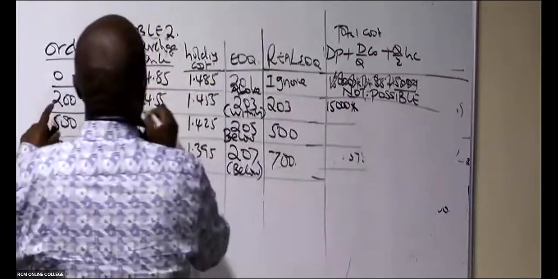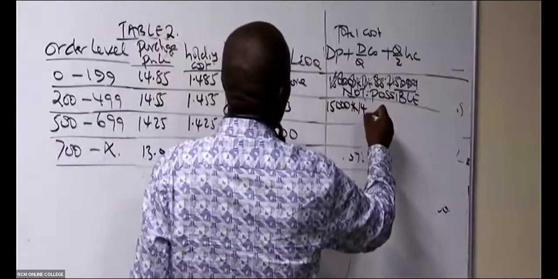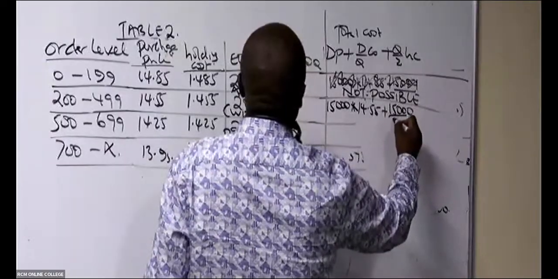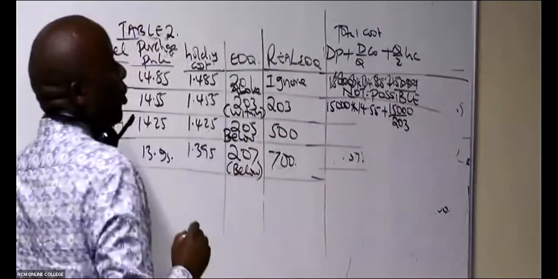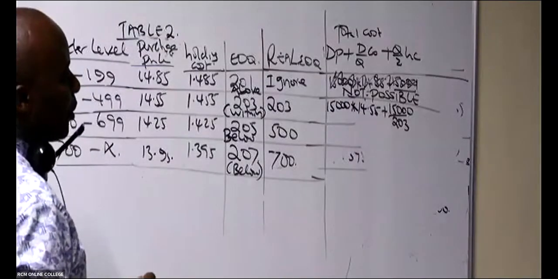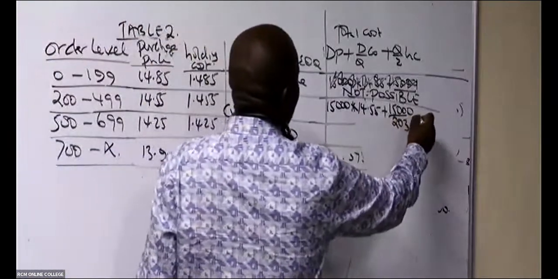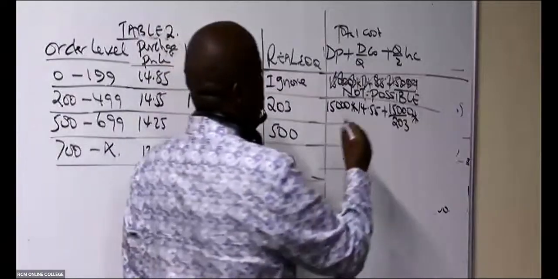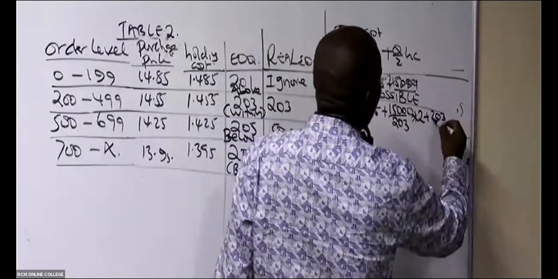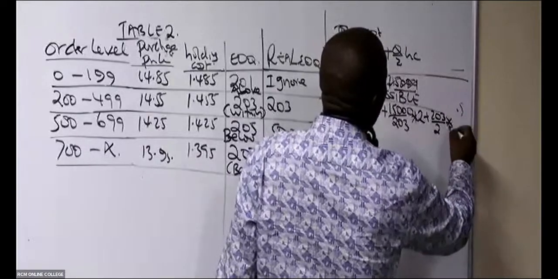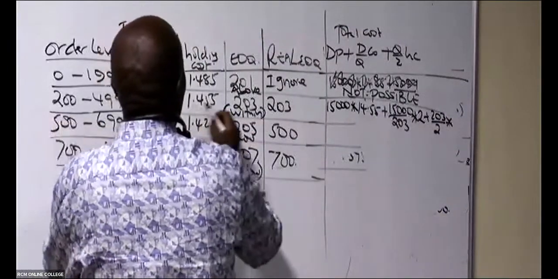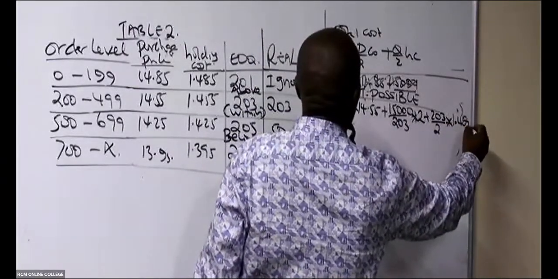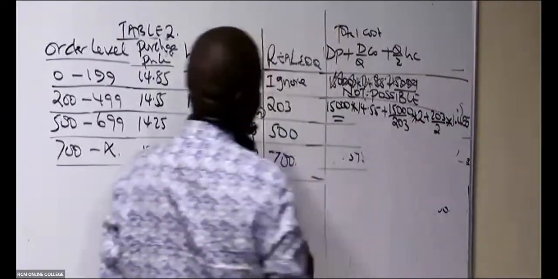The price for the second range is 14.55, plus the annual demand divided by EOQ. The EOQ for the second class is 203, times cost per order. Is there somebody who is able to remember the cost per order? It's 2, yes. So we have 2 plus these 203 divided by 2 times our holding cost for the second class. The second class holding cost is 1.455.